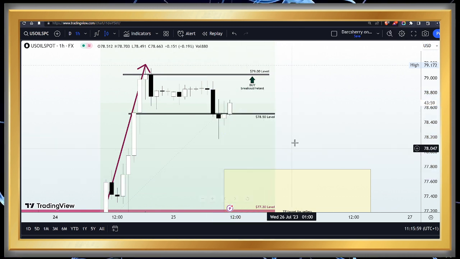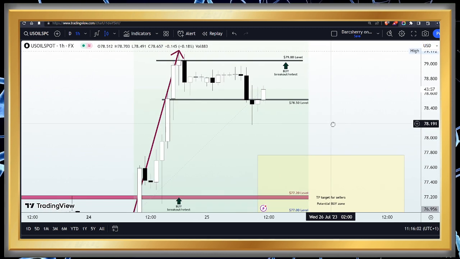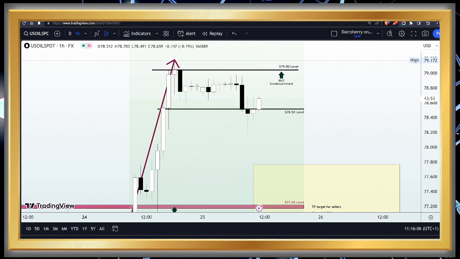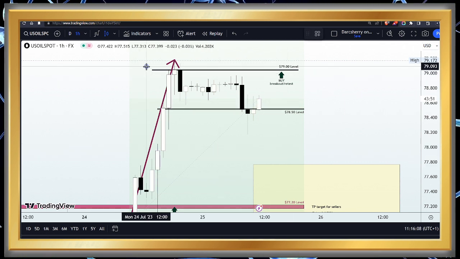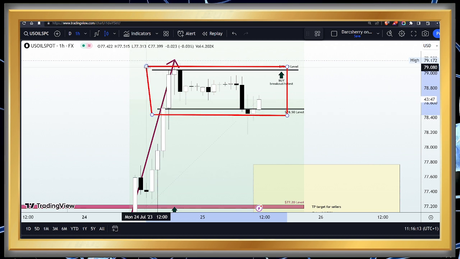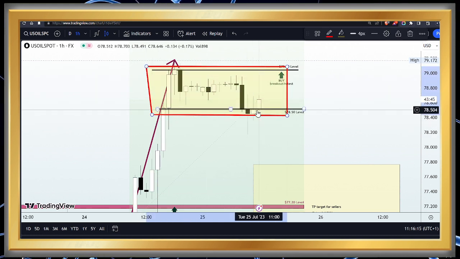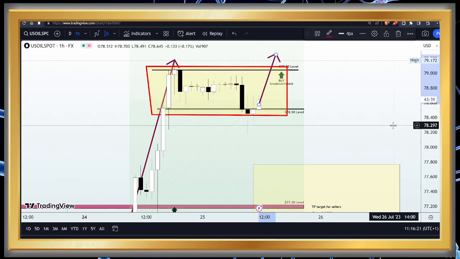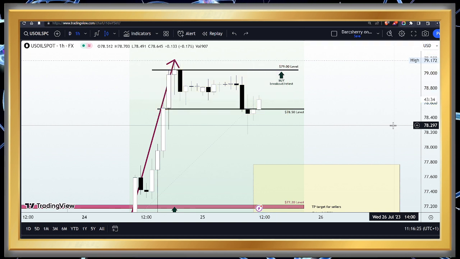Now, if we consider the impulsive move that led us to this point, it is very likely that this consolidation phase here could transition into a trend continuation pattern. We're having something like a flag pattern, a bullish rectangular pattern, where the breakout of that resistance line will be the signal we are looking for to join a trend continuation.